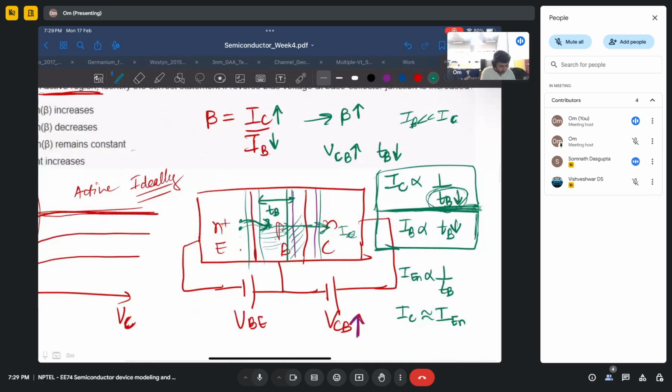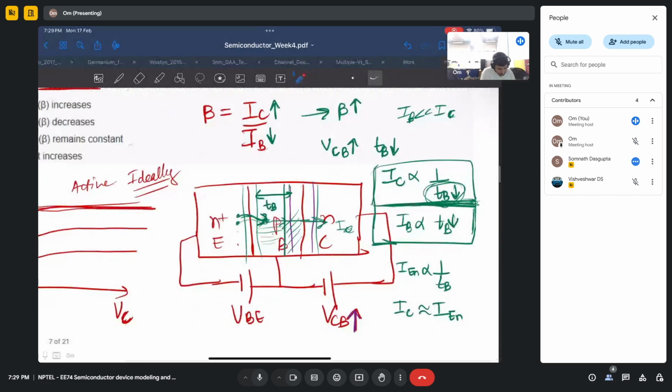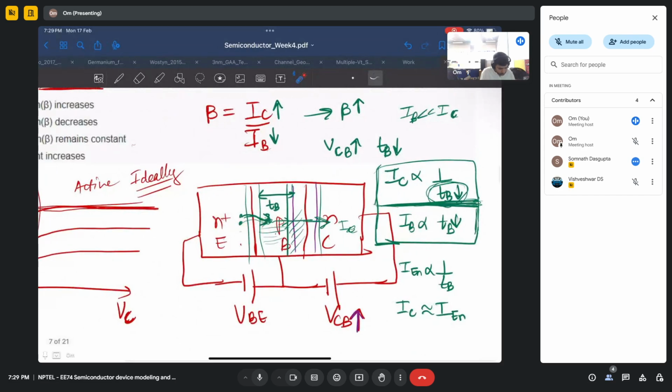So what I was telling is why IB is proportional to TB. Basically, electrons are coming from here and holes that are there in the base recombine with these electrons, which basically makes IB. So if there is a larger base width, there are more holes, and there will be more IB. That's why IB is directly proportional to TB.